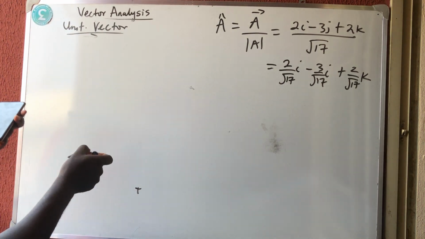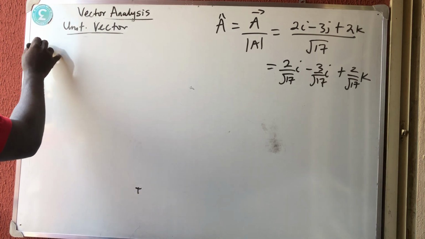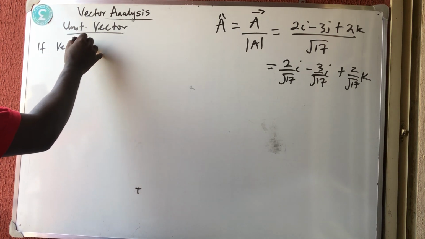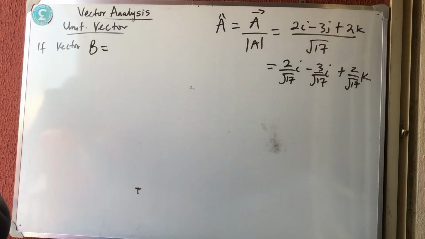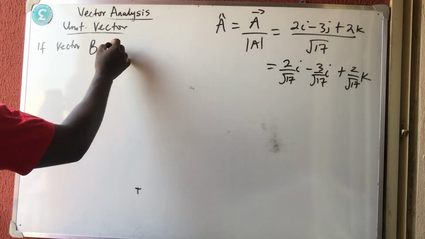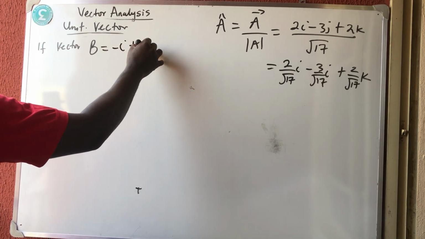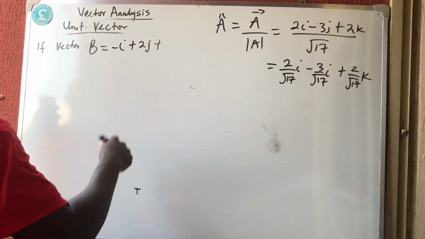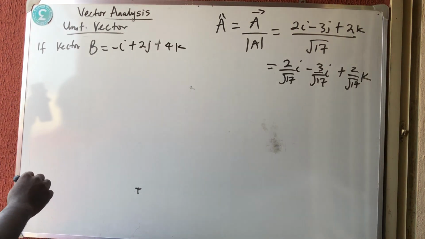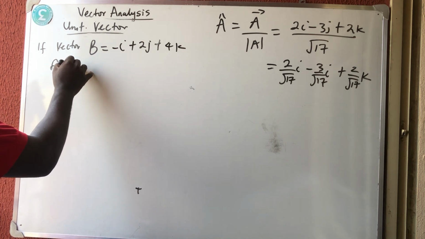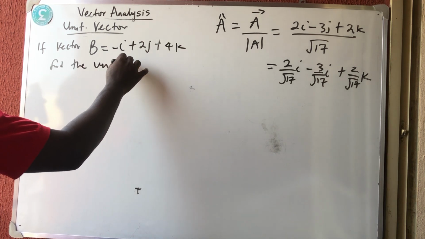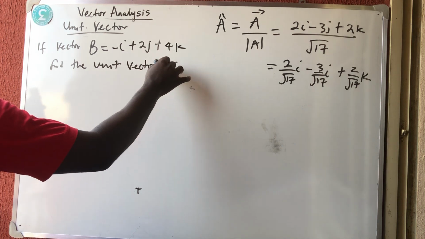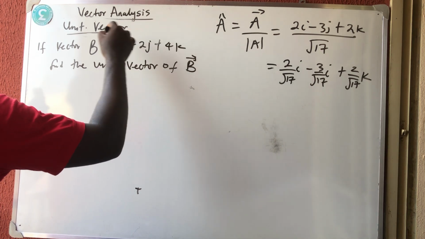Okay, the next one we're going to look at, they said if vector b is equal to minus i plus 2j plus 4k. Okay, they now say find the unit vector of vector B.